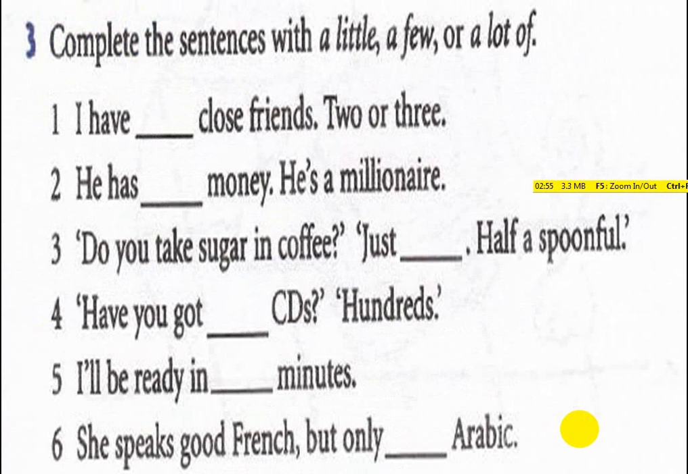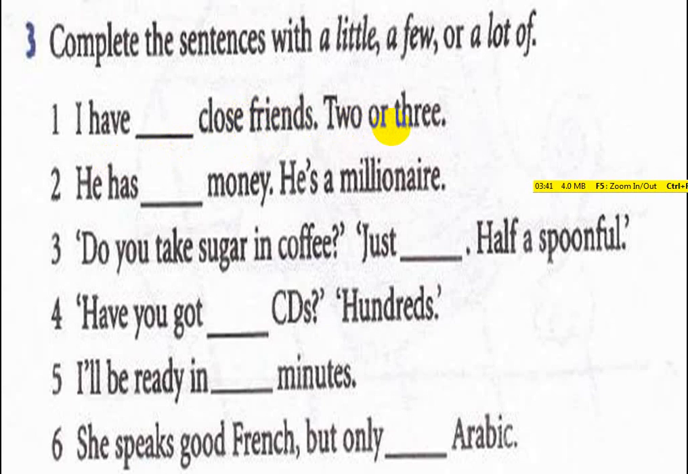Complete the sentence with a little, a few, or a lot of. Just for your notice, we use a few with countable nouns and a little with uncountable nouns. And we use a lot of or lots of with both countable and uncountable nouns. Also a lot of and lots of can be used in questions and negatives. Number one, I have a few close friends, 2 or 3.